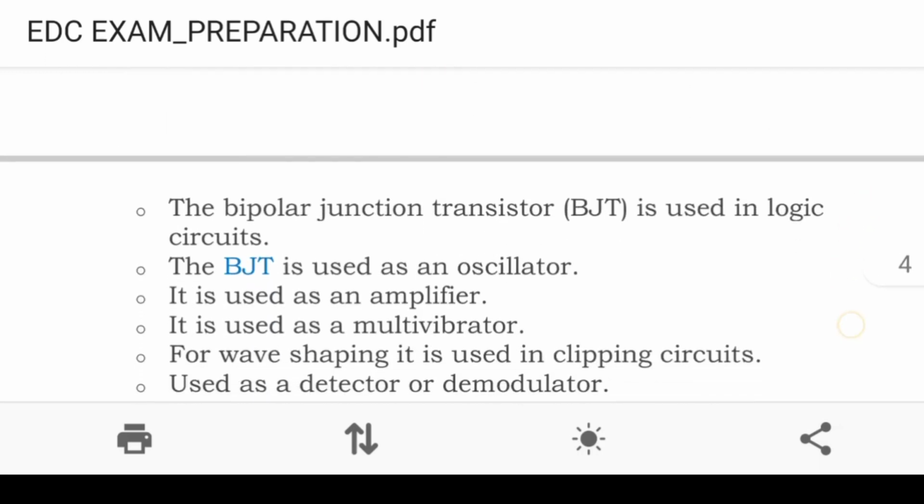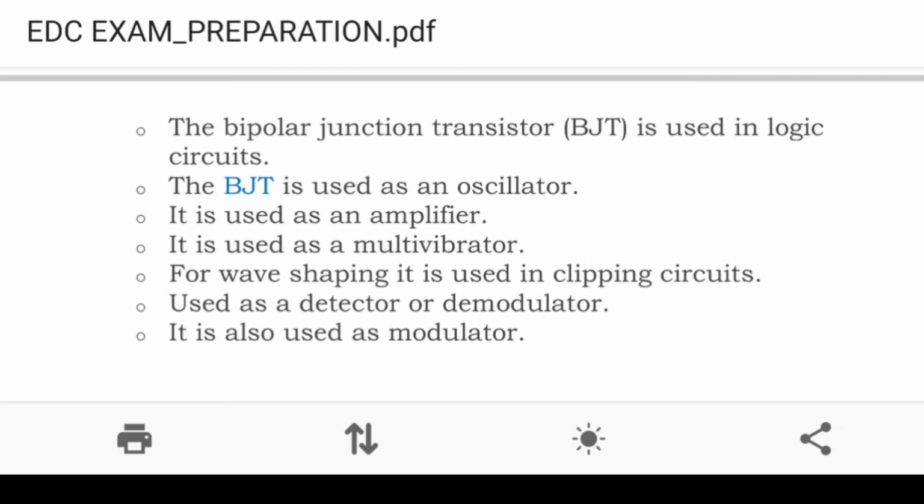Coming to BJT, another application. So many applications are there. The BJT is used as an oscillator, an amplifier, a multivibrator, wave shaping circuit, clipping circuits, detectors. It is used as a modulator also. These are some simple applications of BJT.